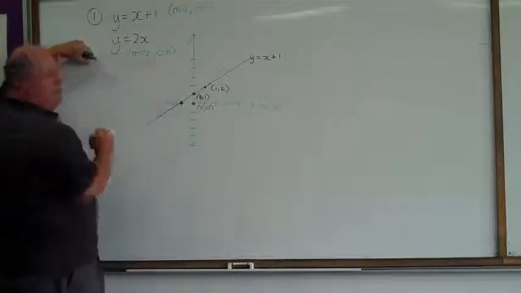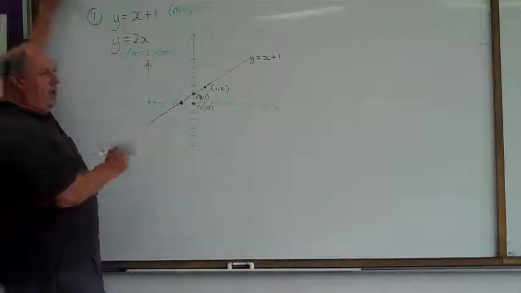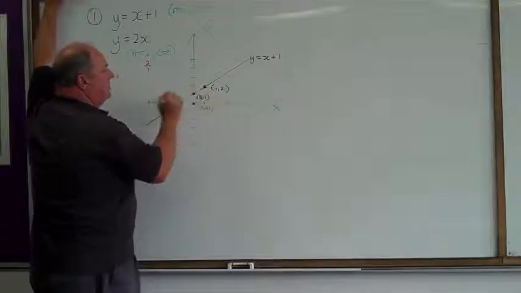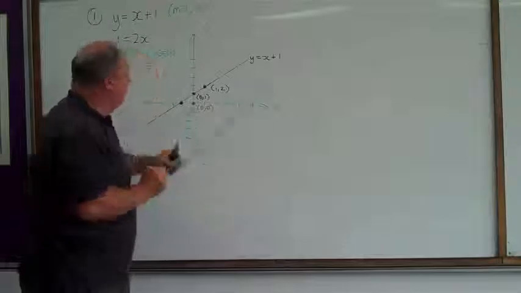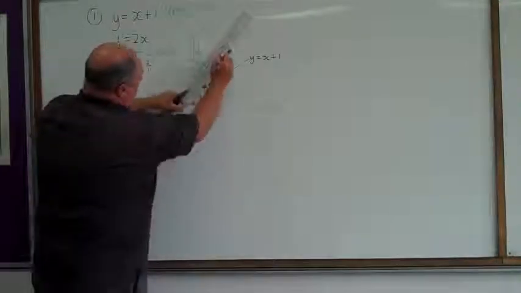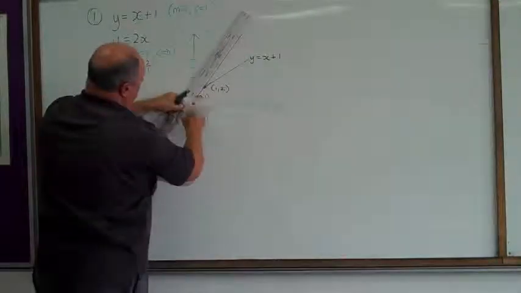Okay, and the gradient here is 2, so that means, remember we can write that as a fraction, that's 2 over 1. So from that point I go up 2 and across 1. Actually goes through the same point there, (1, 2), doesn't it? Then I get my ruler out and draw my second graph.